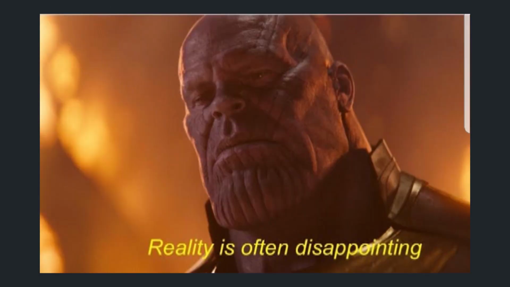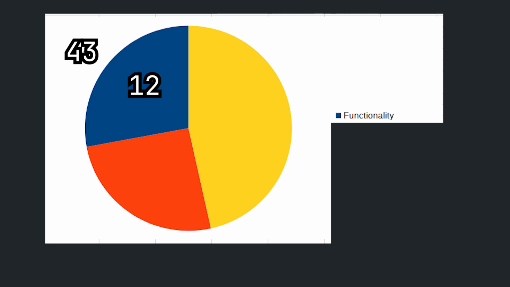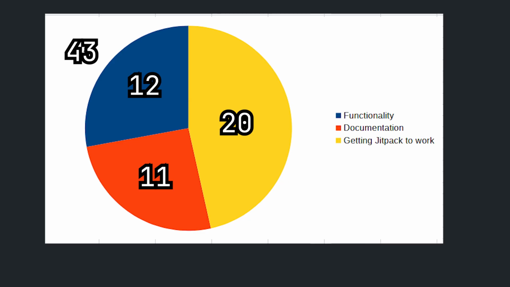Yeah, reality can sometimes be disappointing. How about I take a different approach to explaining this one? The whole project had 43 Git commits, 12 of which were for actual functionality of the library. 11 of those were for documentation, and the remaining 20 were me just trying to get Jetpack to pack my library. No, seriously, it was painful.